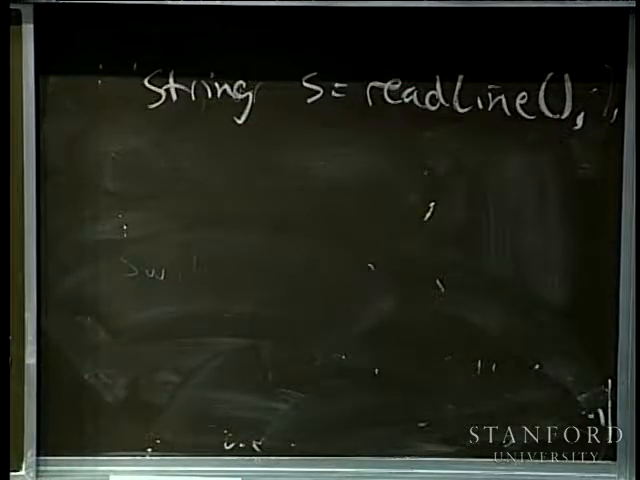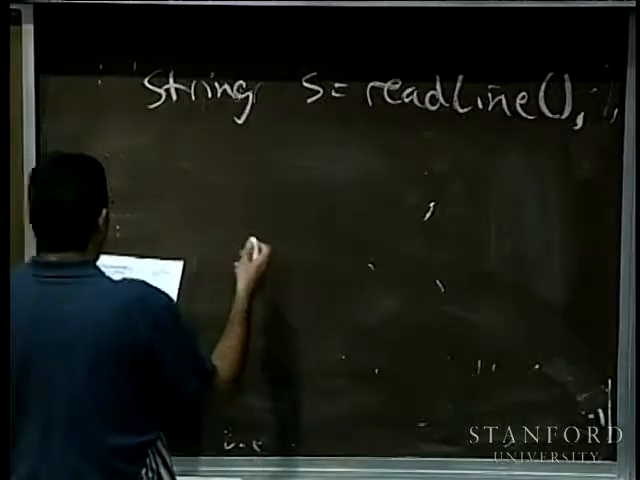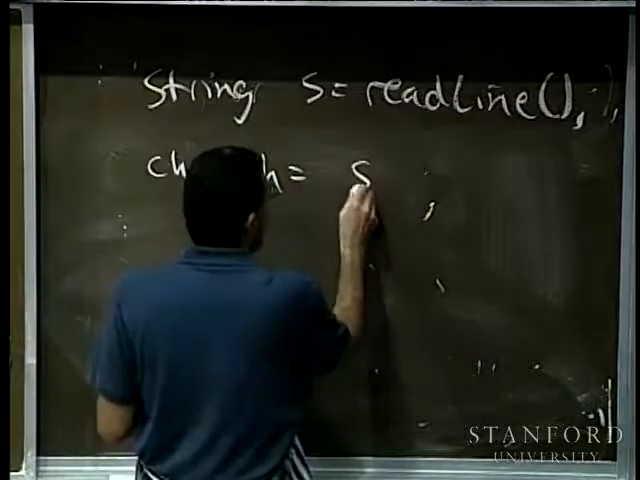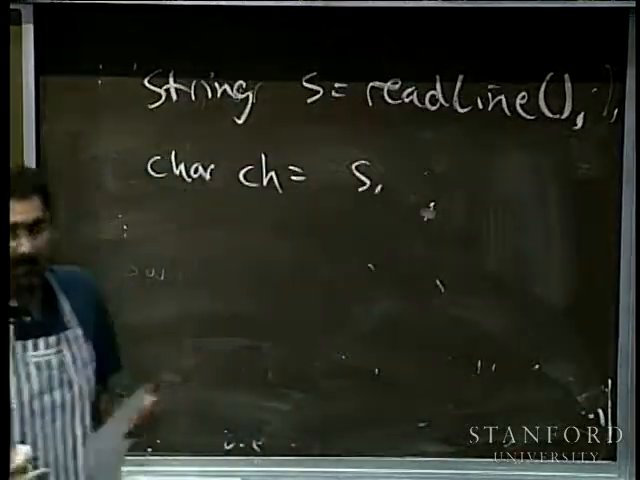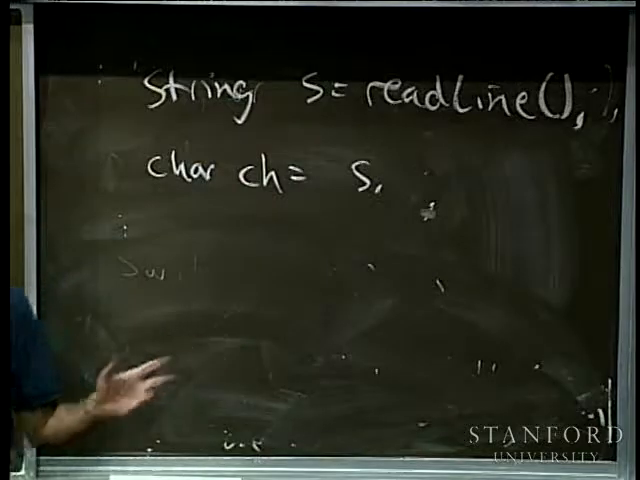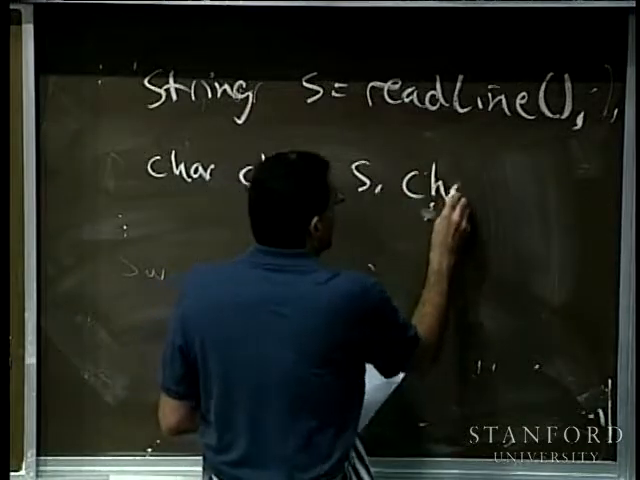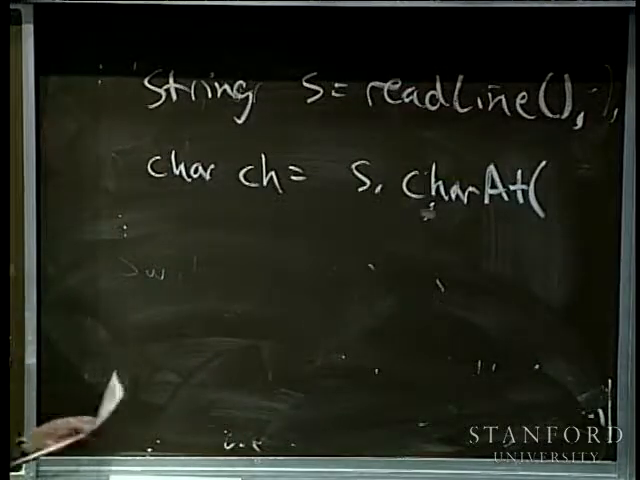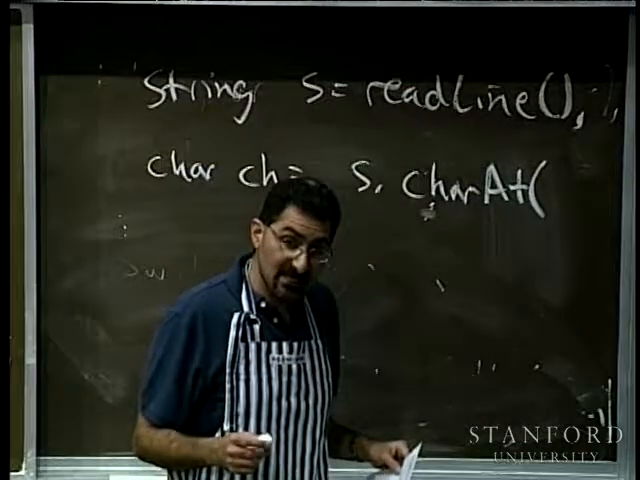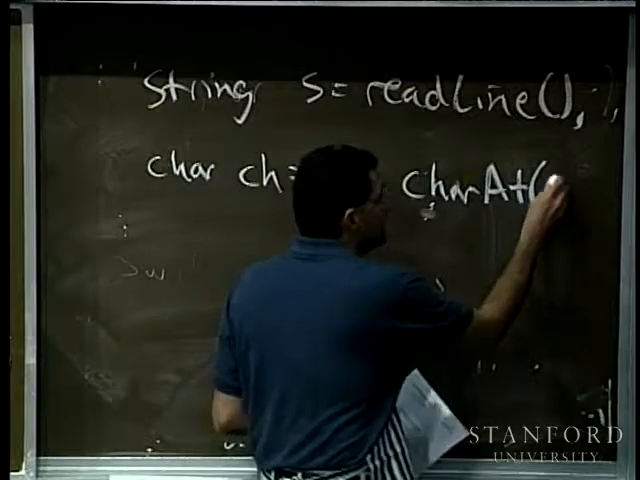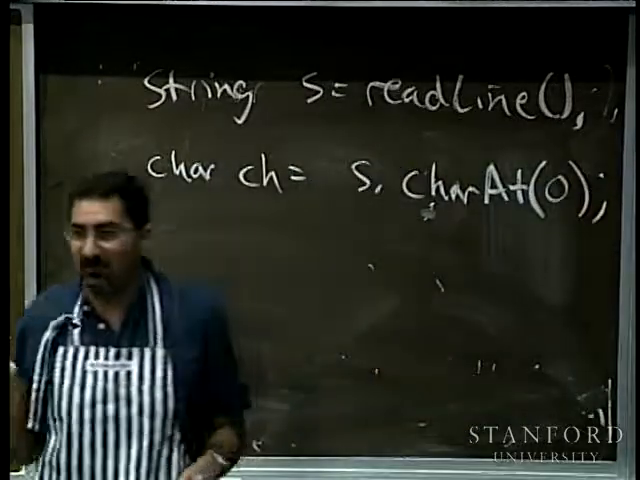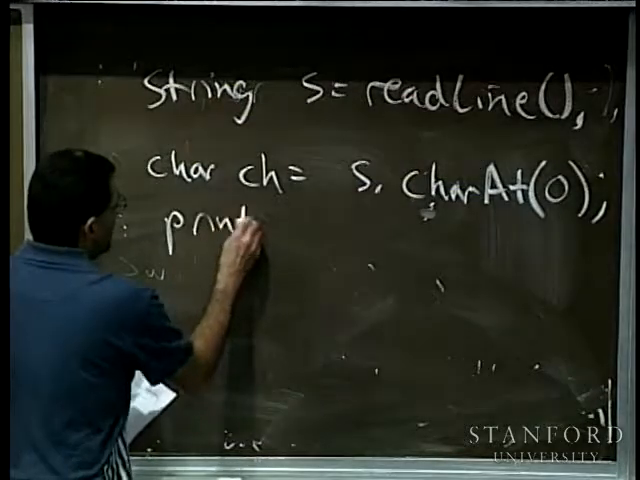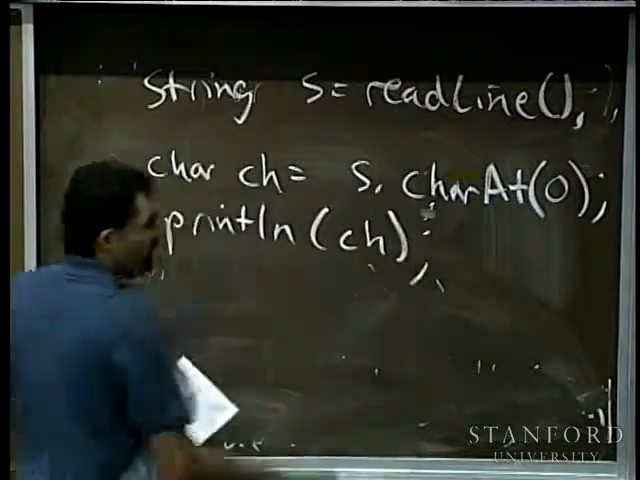And now I can pull out individual characters using something called charAt. So I can say char ch equals s dot, and the string objects have a method called charAt, and you give it a number, and it gives you the character at that position. As computer scientists, we always start counting from 0. So I can say charAt 0, and that's the very first character in the line that the user actually entered. I can do a println on that character directly, and it'll just write out that first character.